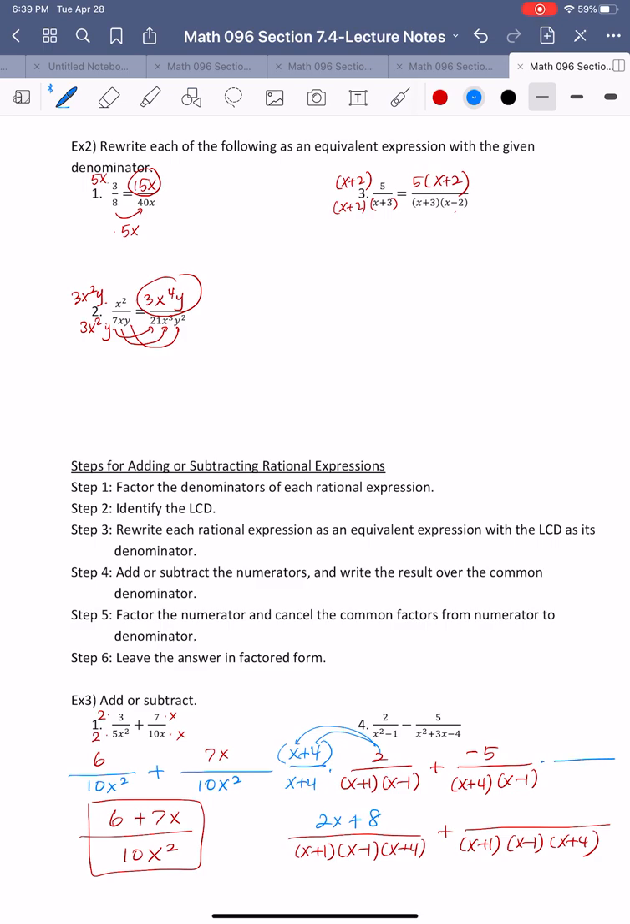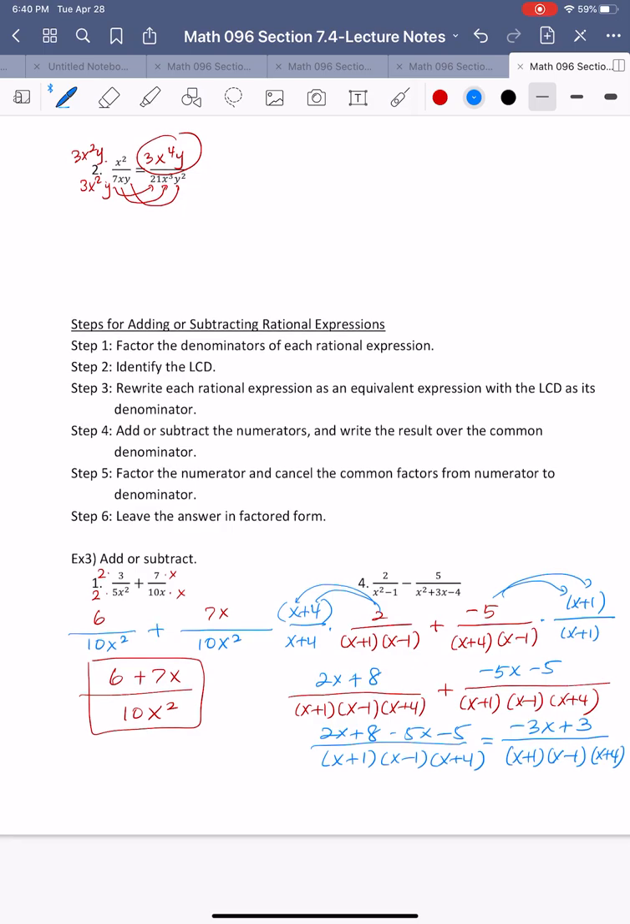And same here too. You have to think about what to multiply, comparing this denominator to this denominator, and x plus 1 has been multiplied. When you multiply, you distribute the negative 5 and get negative 5x minus 5. Then you can add it up: 2x plus 8 minus 5x minus 5 over x plus 1 times x minus 1 times x plus 4. And then I just combine the like terms. I got negative 3x plus 3 over x plus 1 times x minus 1 times x plus 4.